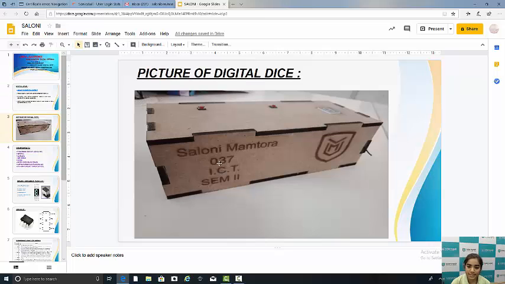This is the picture of my digital dice. In this box my circuit is there, and this is the box of my educate project, and here I combined both subject projects. This is the box of educate project, and in this box there is one circuit, and this is the circuit of the digital electronics subject.